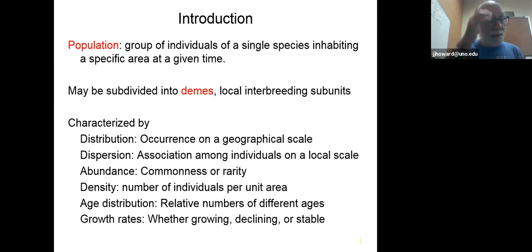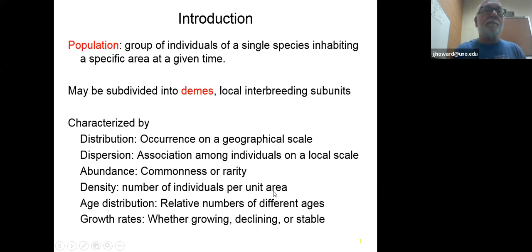Okay, so the 6 characteristics we're going to focus on in terms of populations are as follows. Today we'll do the distribution and dispersion. So distribution is the occurrence of a population on a geographic scale. Dispersion is the association among individuals on a local scale. And then in the next lecture after the exam, we'll talk about abundance and density. Abundance is the commonness or rarity of species, and the density is the number of individuals per unit area. So abundance has more to do with kind of global numbers, whereas density is a local thing.